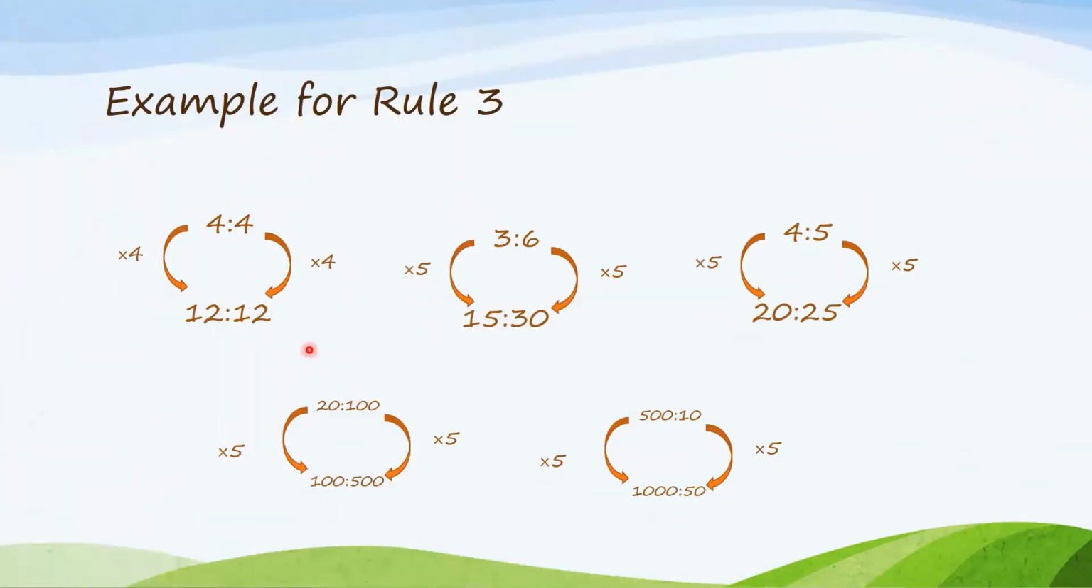Rule number 3. If you want to make a ratio bigger, you have to multiply both of the numbers. What I mean is, 4:4, you multiply by 4, which will give you 12:12. 3:6, if you multiply by 5, it will be 15:30, and so on. You may be wondering, why would we need to make the ratio bigger? Well, in some questions, they will require you to make a ratio bigger to fit.